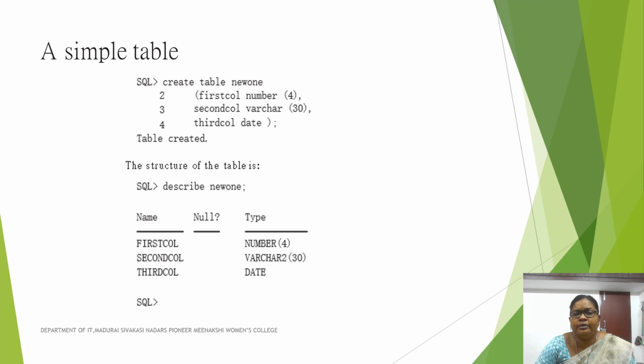So that should be enough to create a simple table. The structure of the table is derived with the help of the describe command followed by the table name. Through this we can check whether the table is created perfectly or not. It shows the message table created, but we want to check whether it is created successfully or not. So I will just execute this command, describe new one. It shows the number of columns, the constraints, and the data type of each particular column. So now we ensure that the table is created successfully.